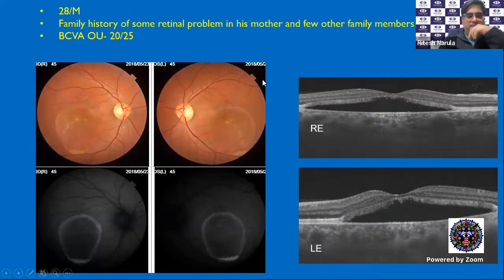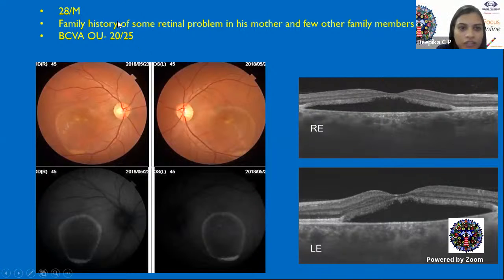Okay, thank you. So this is a 28-year-old male patient, with a family history of some retinal problem in his mother and also in a few other family members. He comes with visual acuity of 20/25. On fundus, we are seeing a subretinal yellow deposit and also a yellow demarcation line, with subretinal fluid. Autofluorescence is clearly showing the demarcation in the pathology. OCT is showing subretinal fluid with elongated photoreceptors and some central loss of photoreceptors.